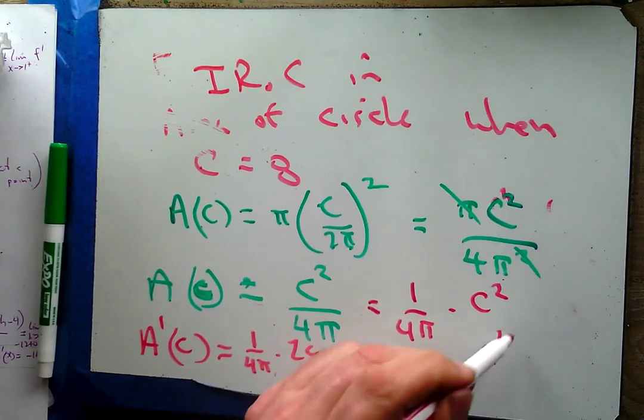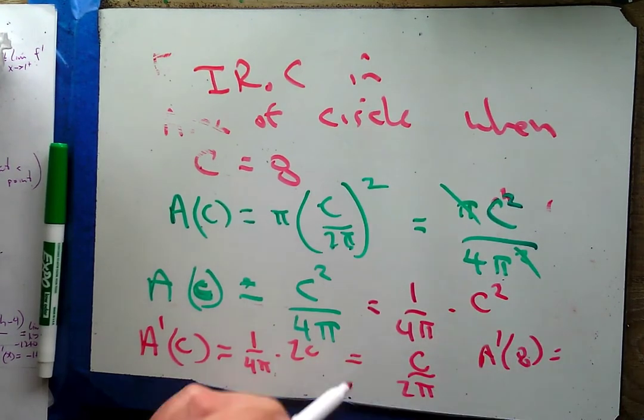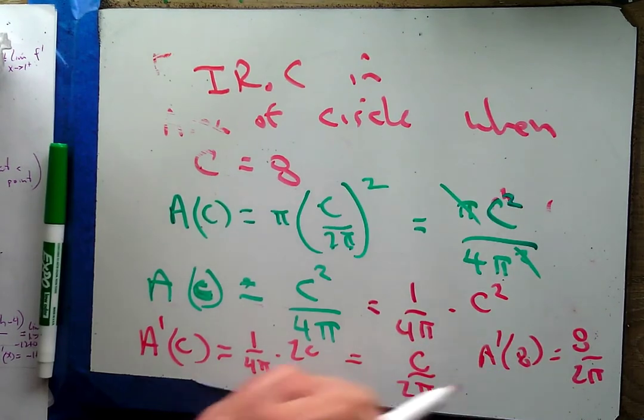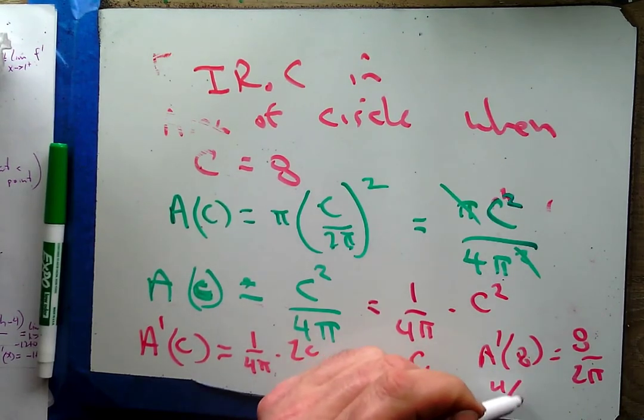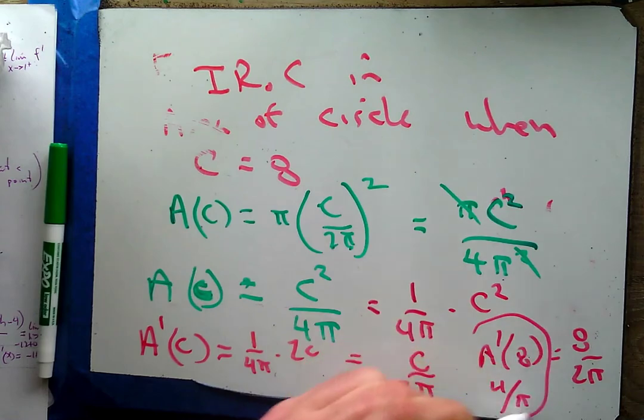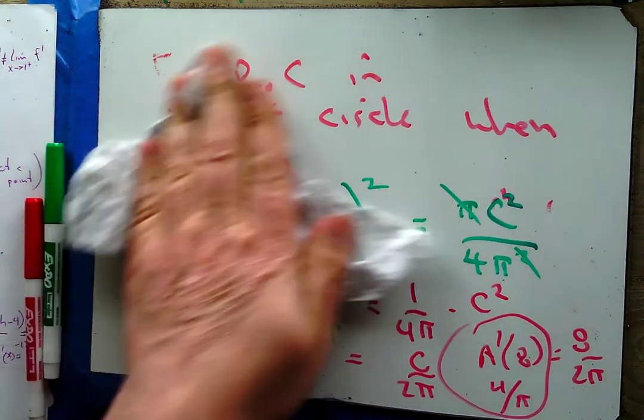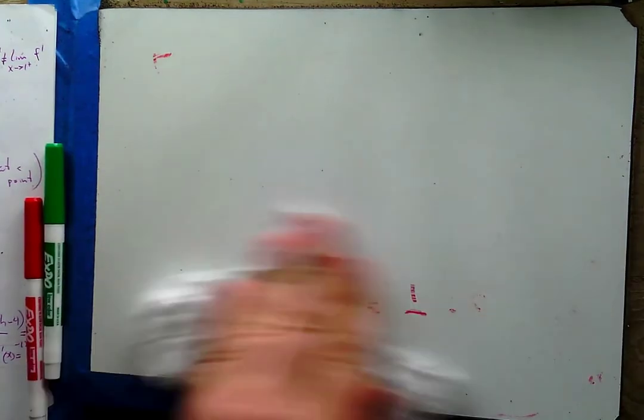We want A prime of 8. So we're going to put an 8 in for c, over 2 pi. And so 4 over pi is A prime of 8. Okie doke. All right. How about this one?